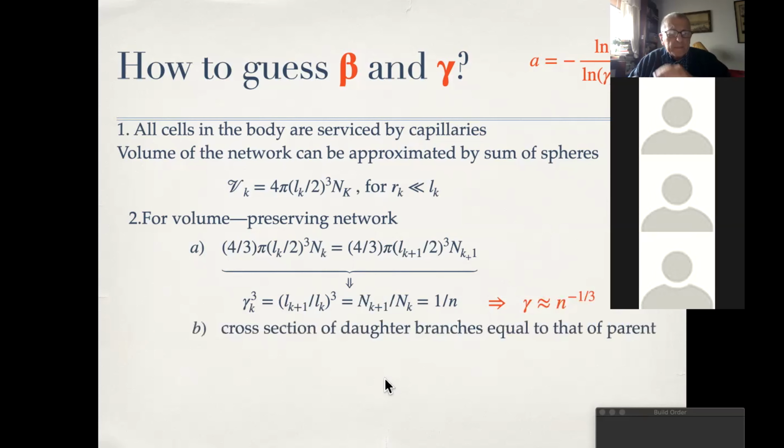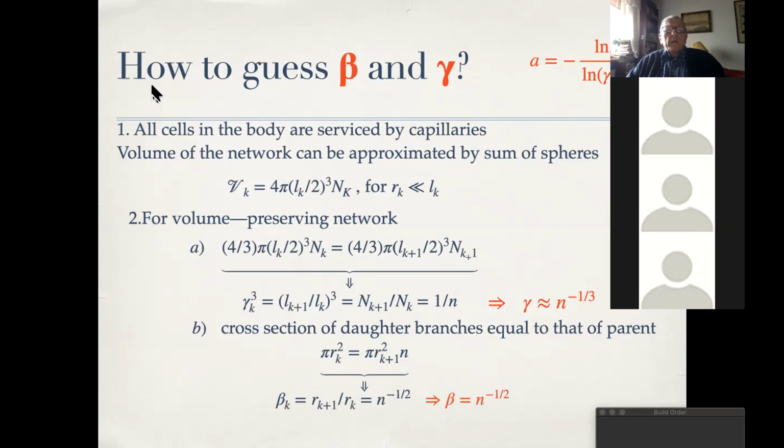So now I have to calculate beta, and I am making the assumption for beta, assuming that the cross-section of a daughter branch is equal to that of the parent. If I make that assumption, then the cross-section for a pipe at the level k is equal to the cross-section of the tube at the level k plus 1 times the number n of branches into which a branch at the level k splits. So out of that formula, I derived that beta is inversely proportional to the square root of the number n.